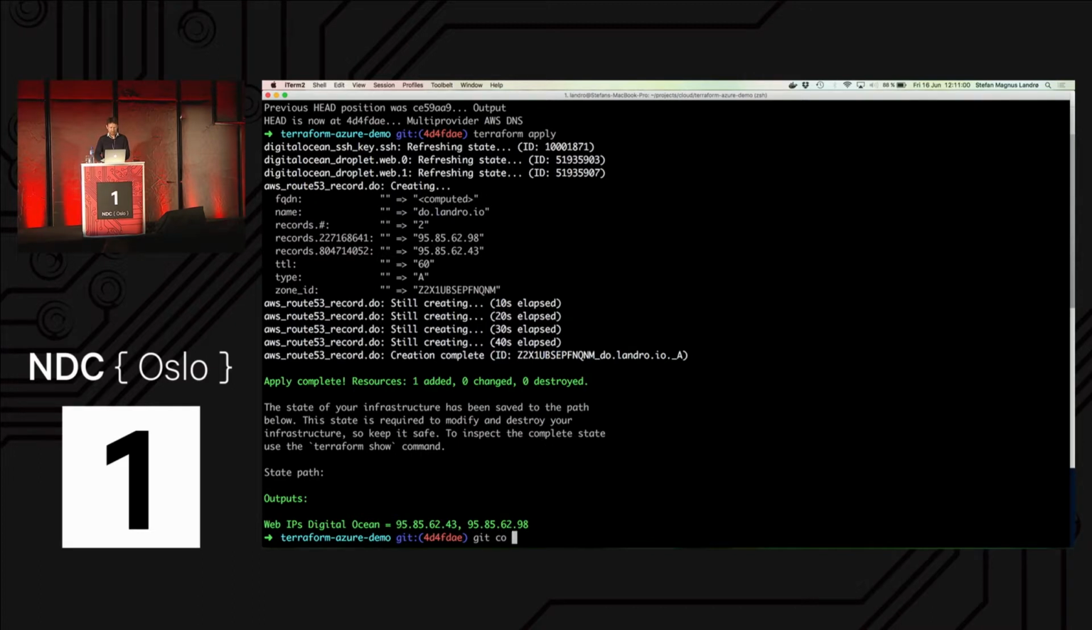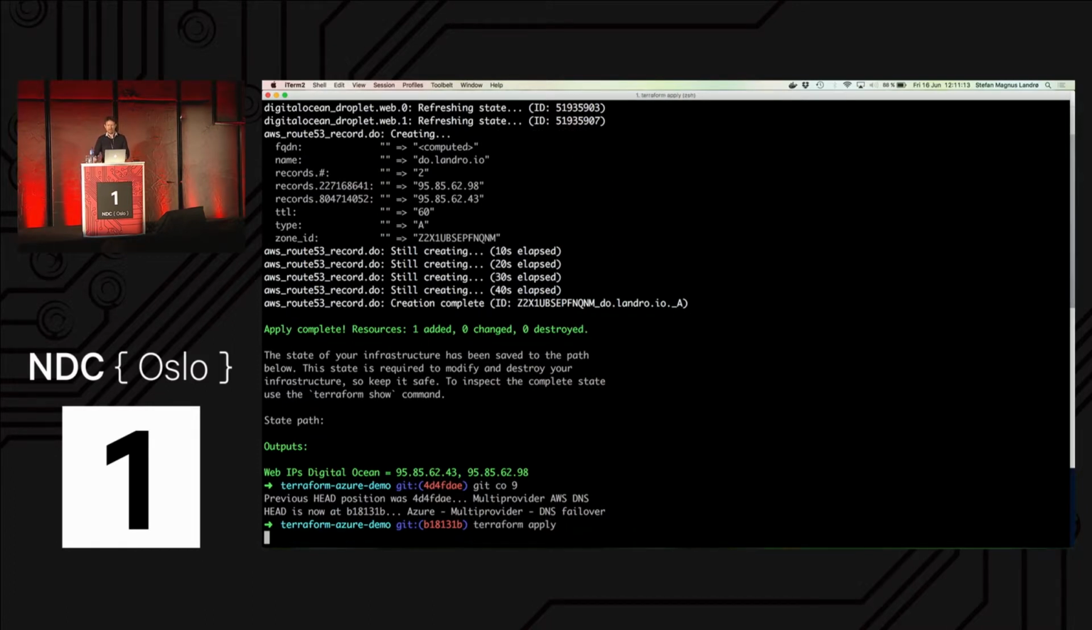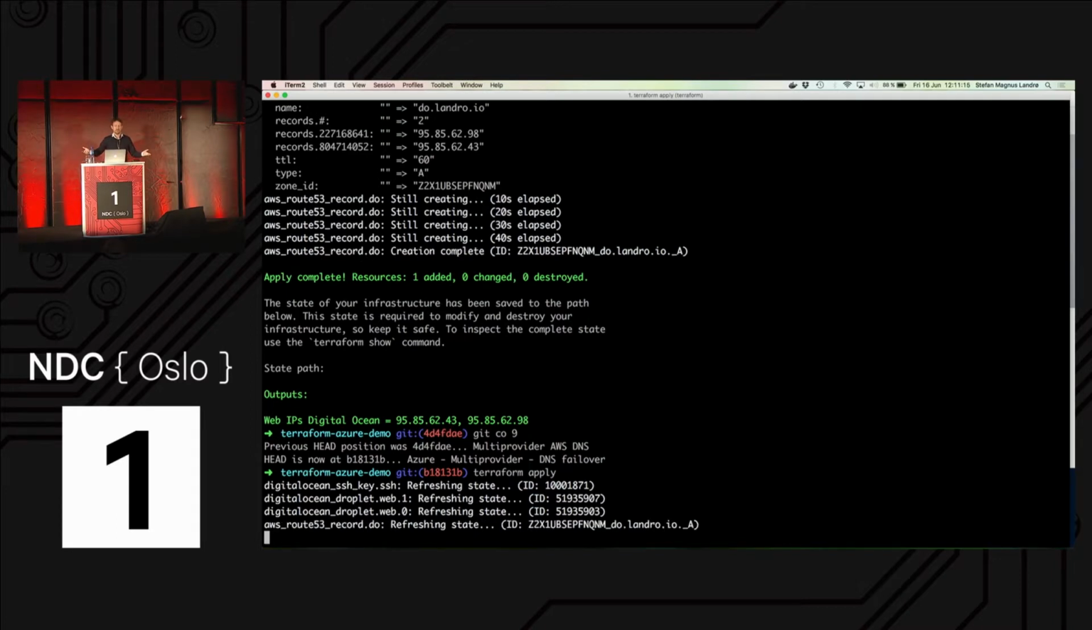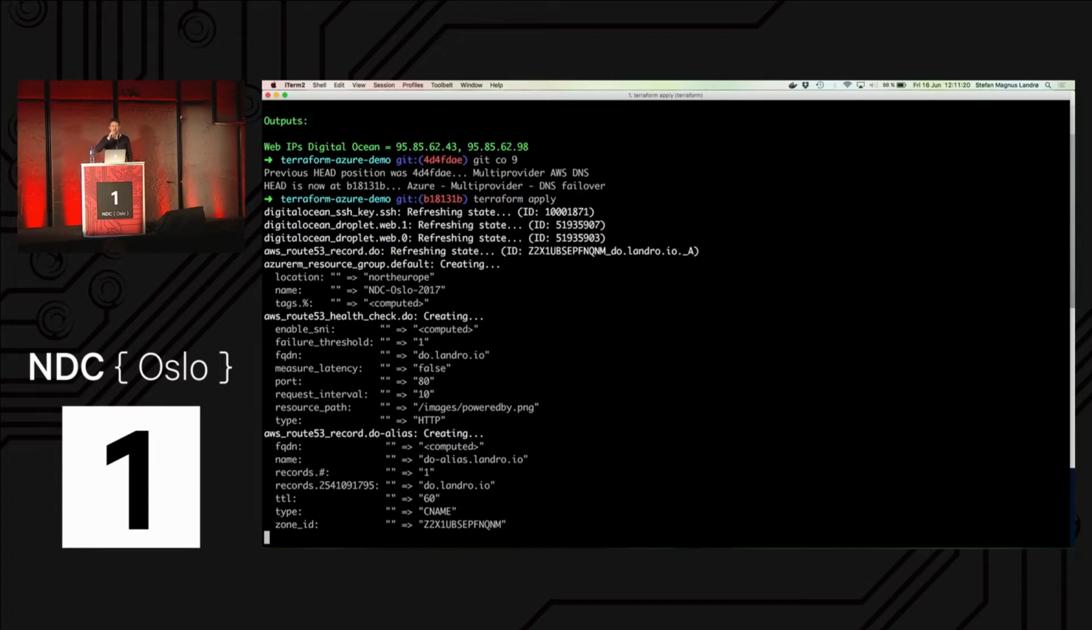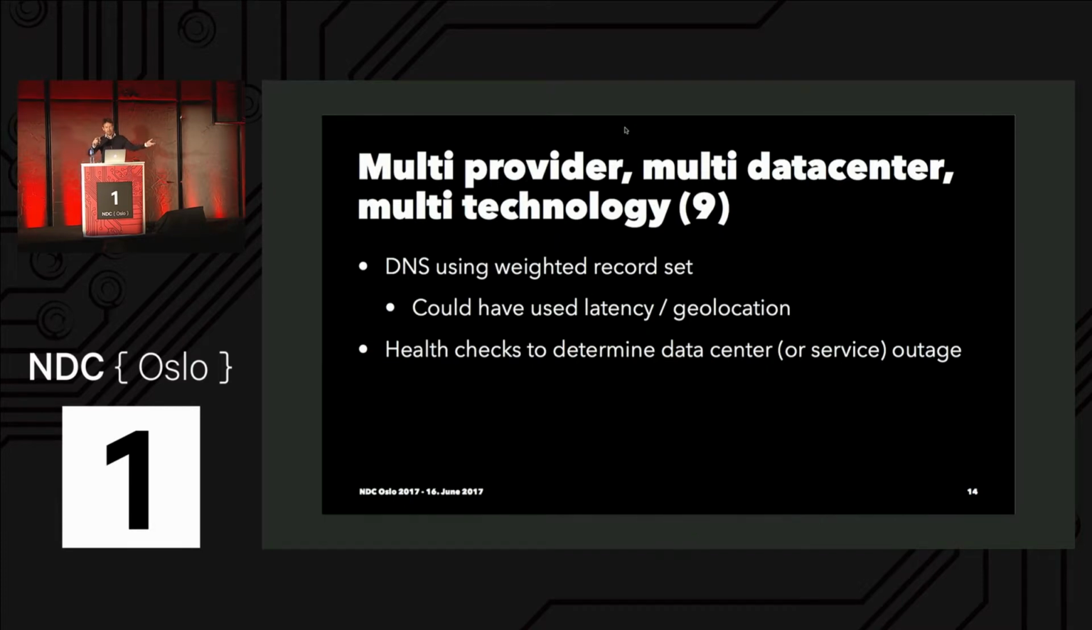Okay. Just apply that. Now comes what you guys have all been waiting for, which is, I guess, Azure, right? Now it turns out Azure is really slow to launch stuff, and I'm not very happy with it, to tell you the truth, but well. So you can do multi-provider, and you can do multi-data center, and you can do multi-technology, and you can combine all kinds of stuff in one big Terraform configuration.